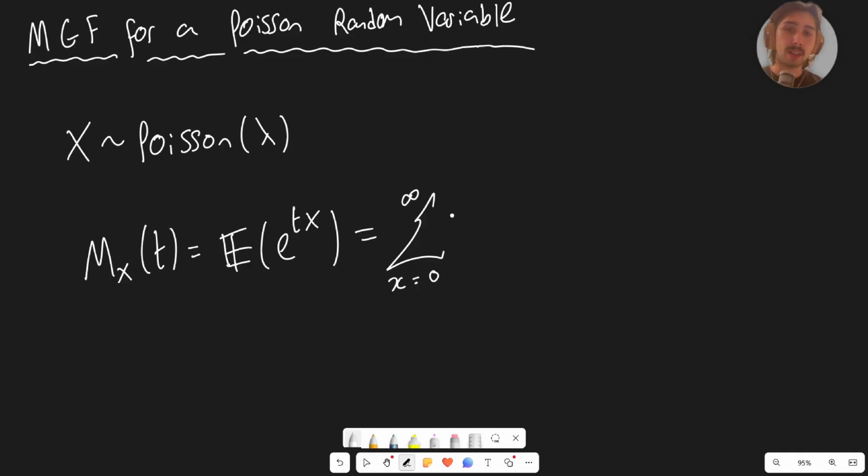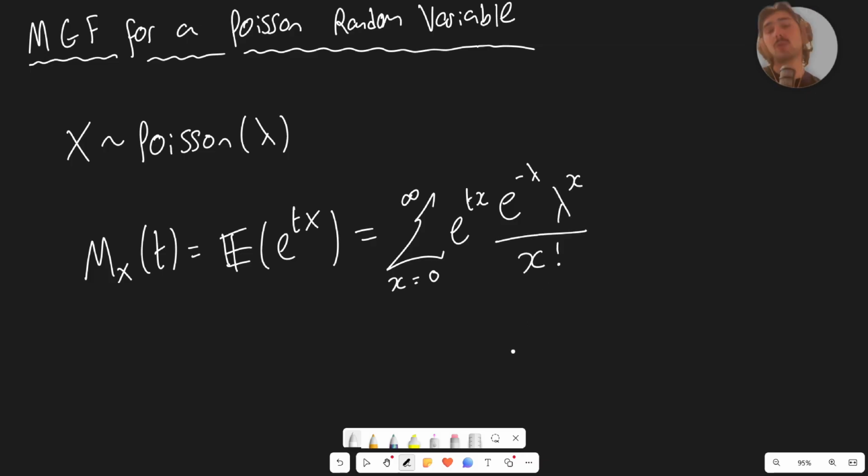And instead of X, because normally if it's just the expected value of X, you just have an X here, it's just going to be e to the tX. And that's what's going to be multiplied by our probability mass function. So the probability mass function for a Poisson random variable is e to the minus lambda times lambda to the X divided by X factorial. Okay, so this is what we need to actually try to compute.